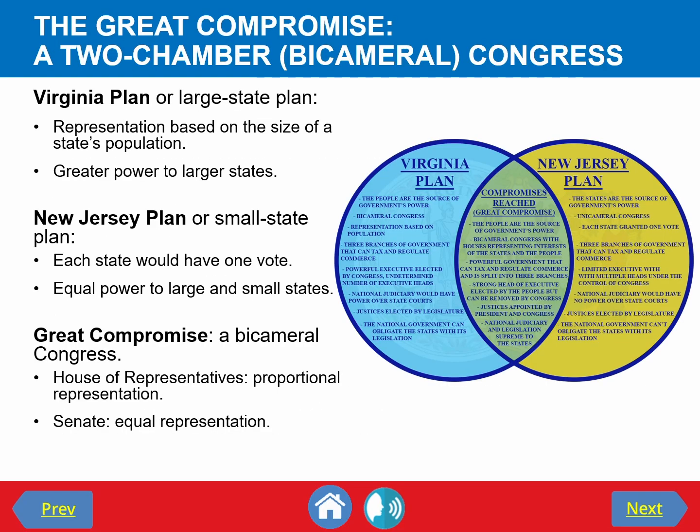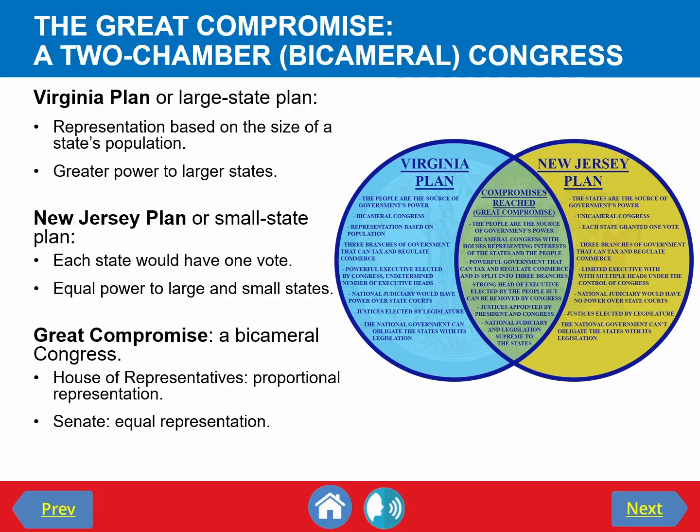Intense differences between large and small states, as well as between northern and southern states, would lead to one of the most important compromises in world history. Big states, those with large populations and strong economies, supported the Virginia Plan, or the Large State Plan. In this plan, representation would be based on the size of the state's population. This plan would give greater power to larger states and would greatly limit the power of smaller, more rural states.